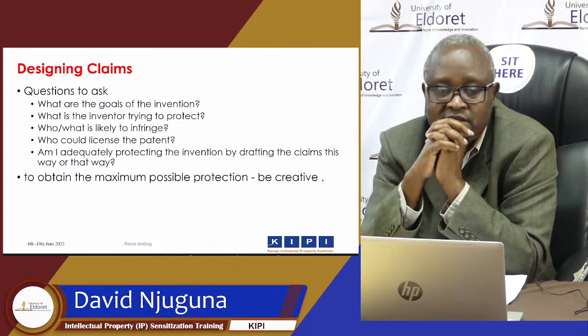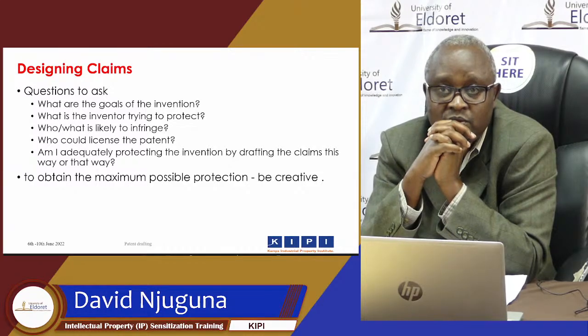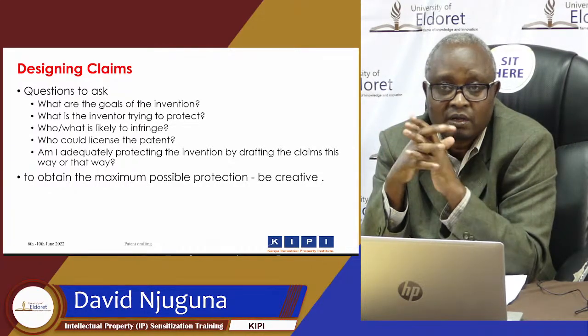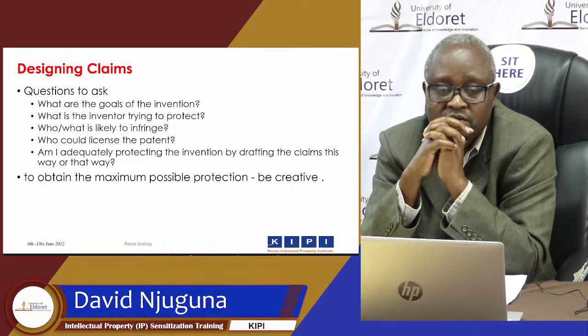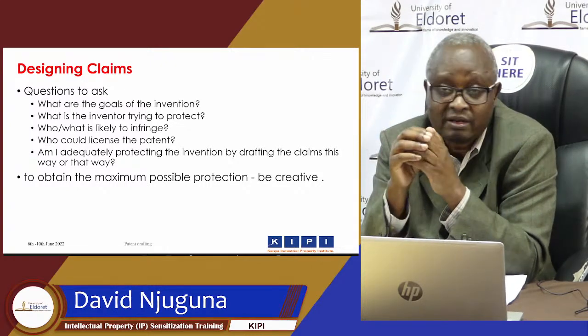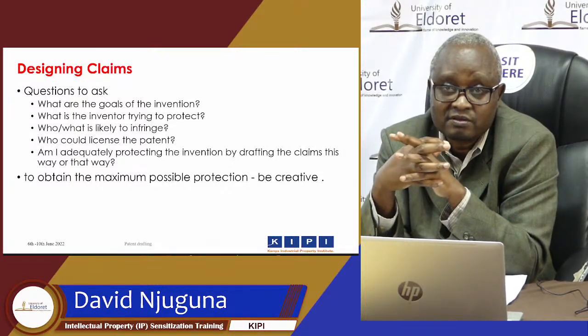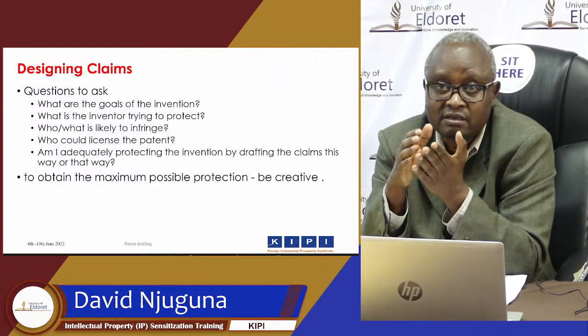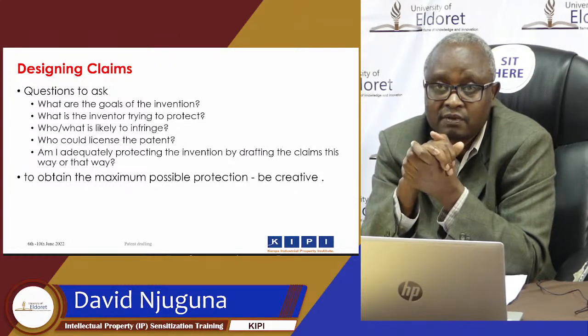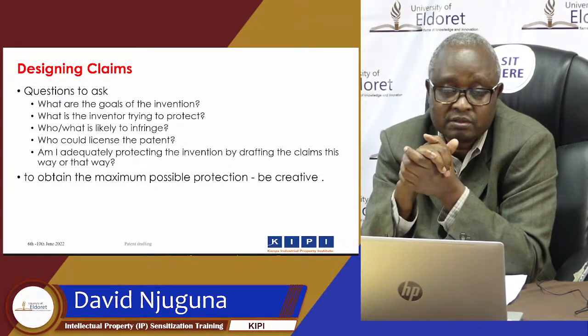When designing claims, there are questions to ask. What are the goals of the invention? What am I achieving by this invention? What is the inventor trying to protect? So it's always important to know what it is that you can protect. That should be very clear from the beginning, even in terms of drafting your patent application and also the claims.